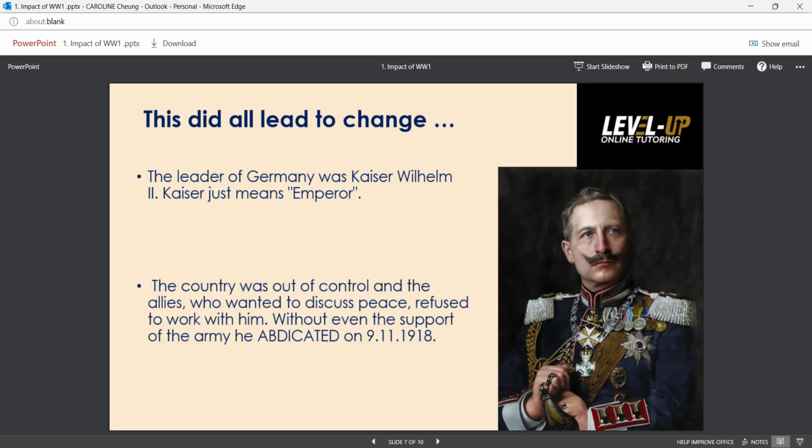The country's out of control, and the Allies decide to be a bit manipulative. So Germany wants peace, and Britain and France are like, okay, we will discuss peace, but only with a leader that's been elected. So someone who has been voted in. So as emperor, he was not voted for. His father was emperor before him. When his father died, he inherits the role. So it's a way of the British saying to Germany, get rid of the emperor and then we'll talk about peace. So even the army who traditionally supported the Kaiser, they couldn't support him.